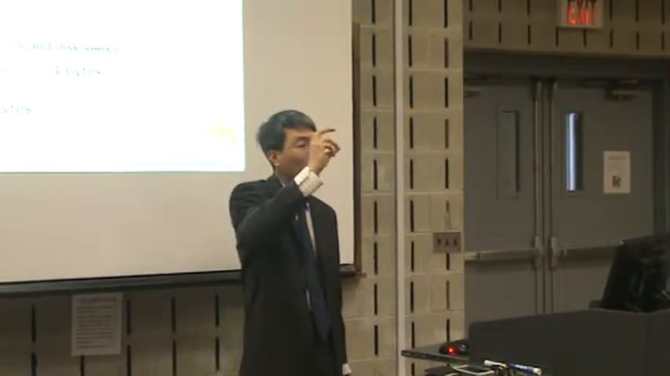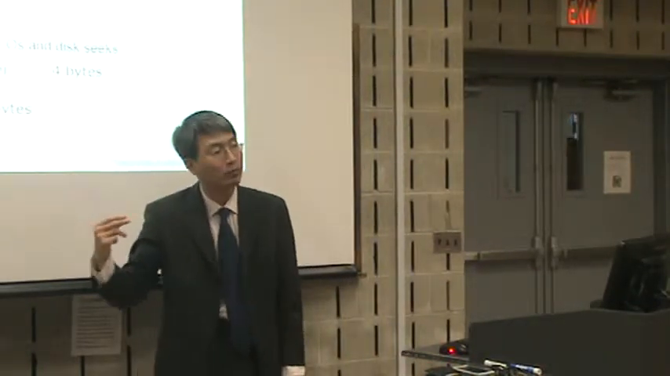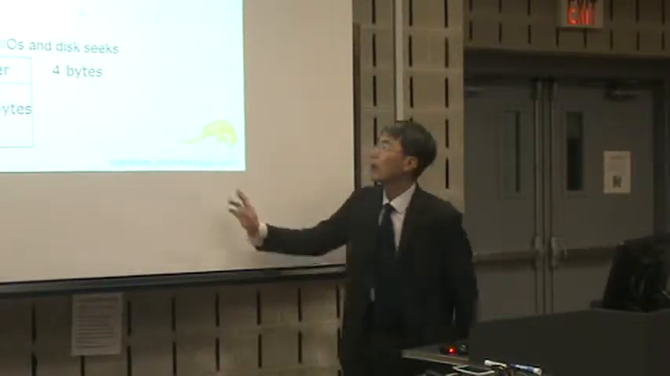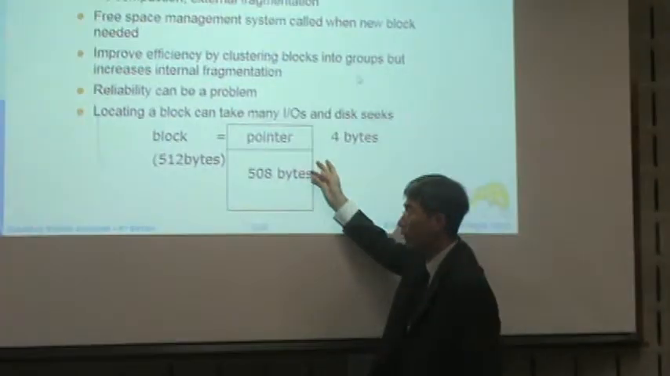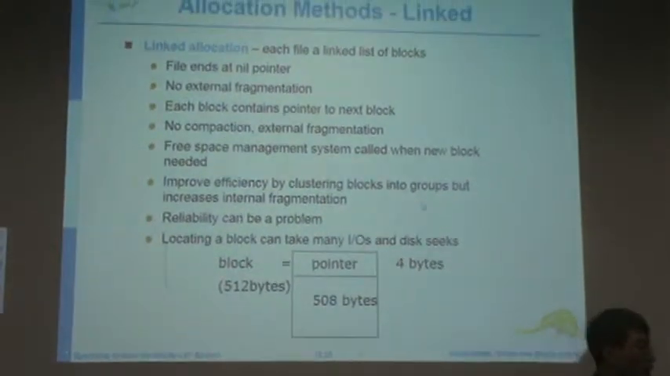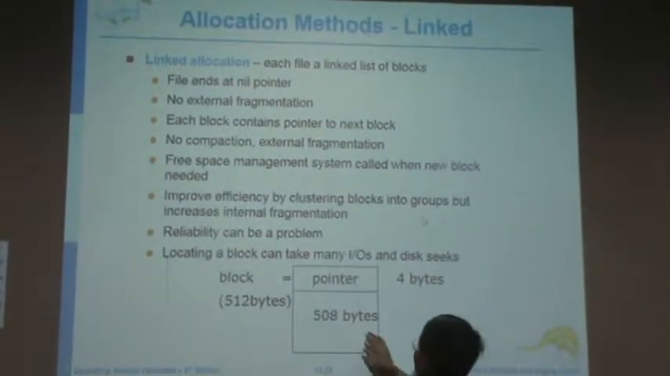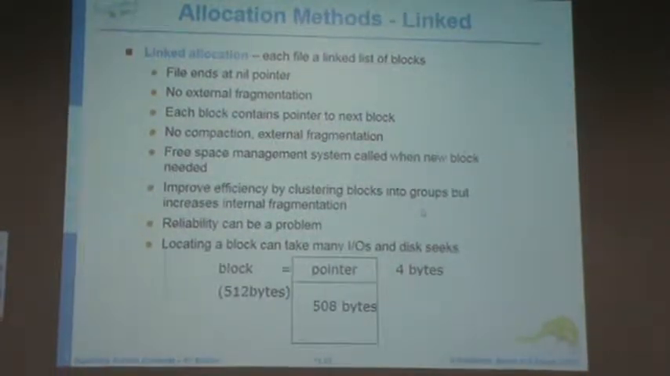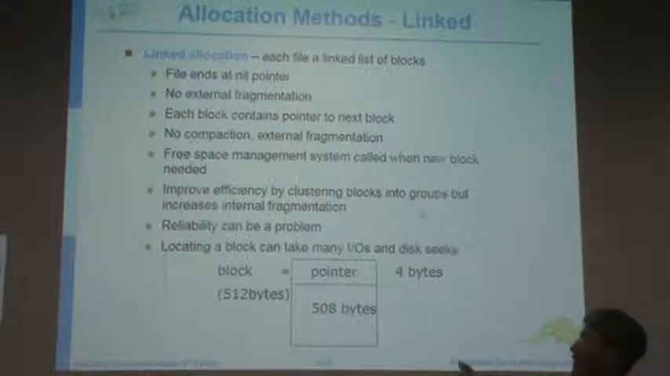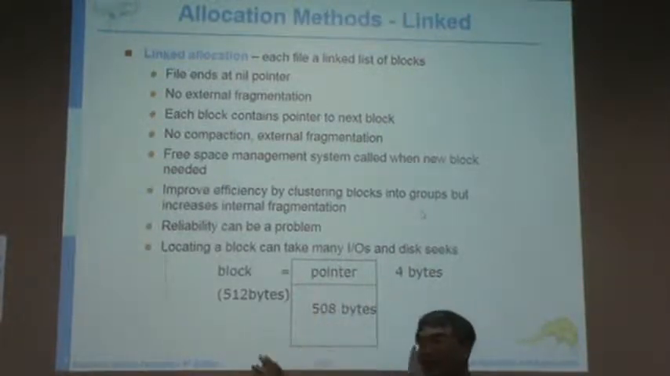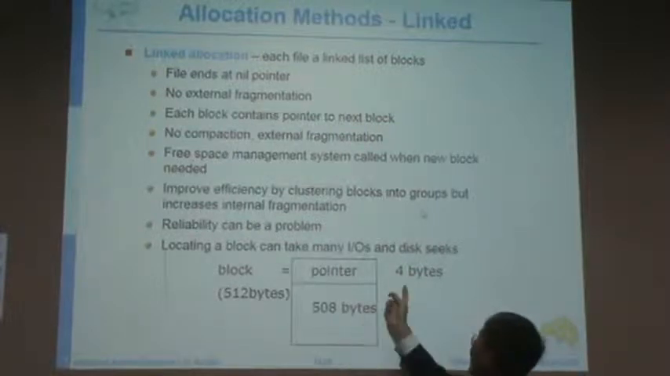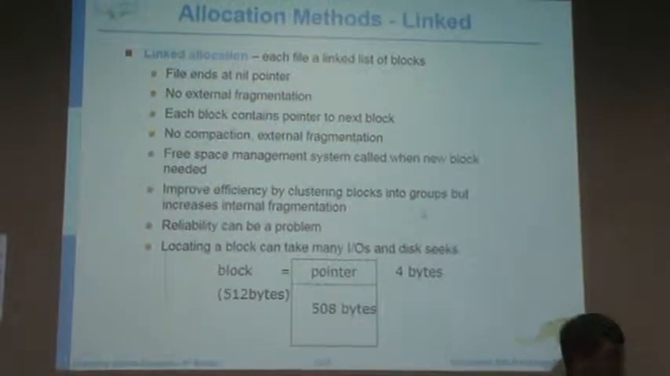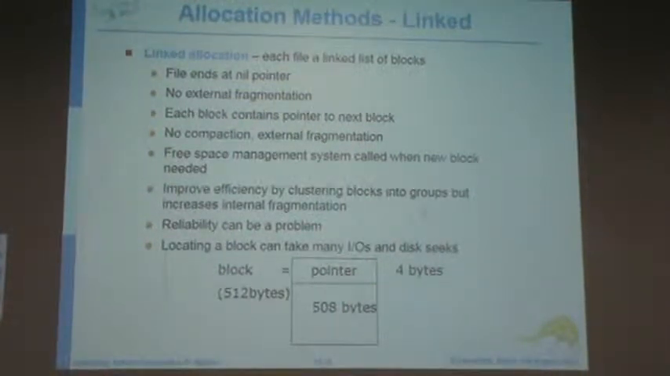Then in the first block, you keep the address of the next block, just like in the linked list data structure. For example, if we have a 4-byte address format, we allocate 4 bytes of the block for the address of the next linked block, which means the capacity will be slightly less than a contiguous block, because those 4 bytes are used for the pointer.